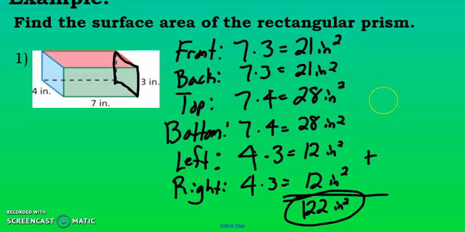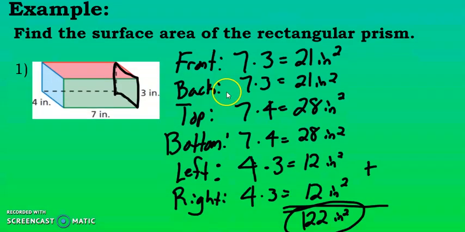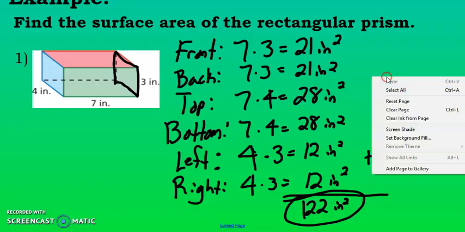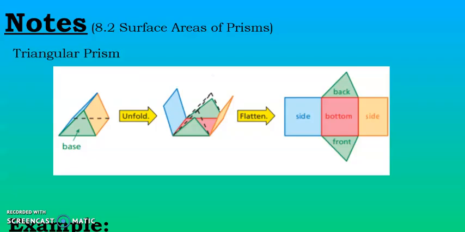Pause the video, copy this down. Just a reminder, if you prefer to redraw your figure as a net, so like this right here, and then label each side width, length, height, all that stuff, by all means, that's the way the book teaches it. I prefer this strategy because it keeps it more organized, much easier to see, a lot less information gets lost. So, it's up to you. All right. So that was rectangular prisms.